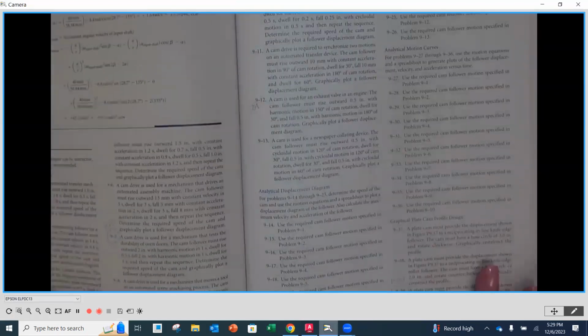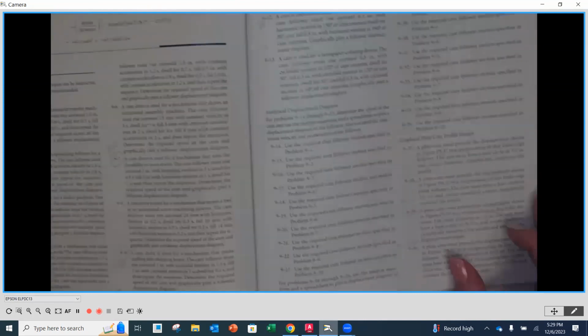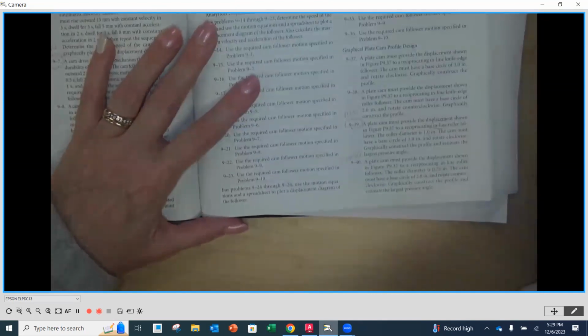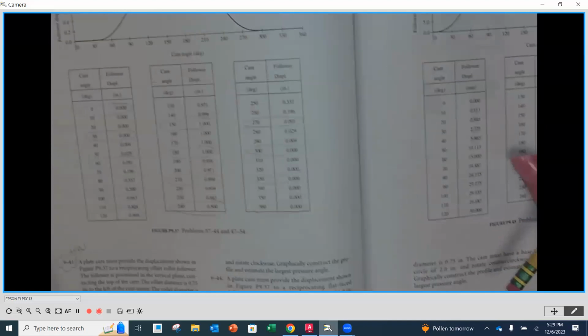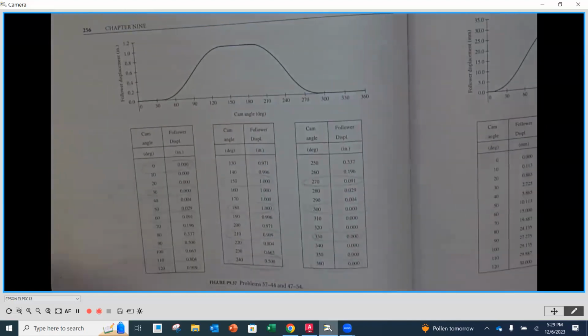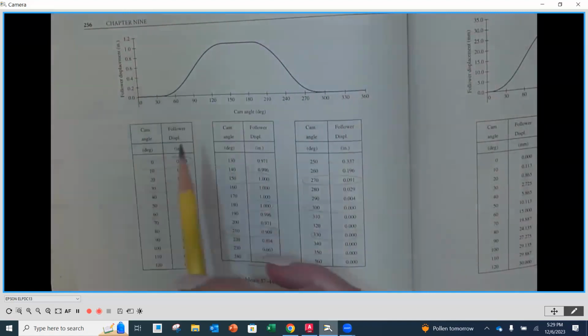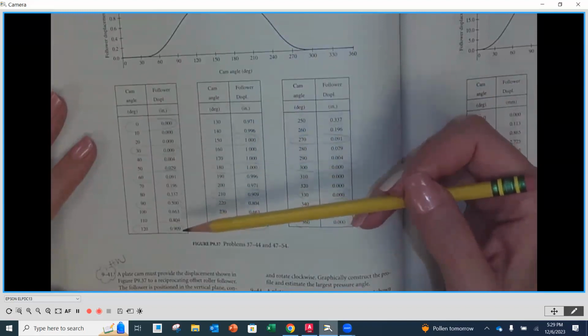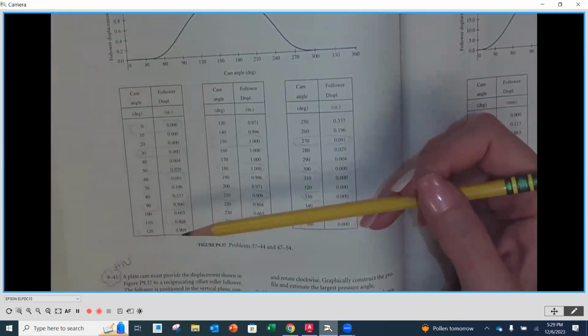39 and 41. So at the end of the chapter here, starting on page 255, okay, we've got 39 down here at the bottom of the second column. So you want to make a plate cam that must provide the displacement shown in figure P9-37. That's on the very next page. So you do not need to generate a displacement diagram. It's already done for you.